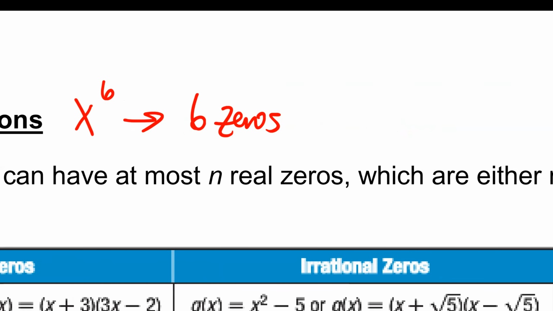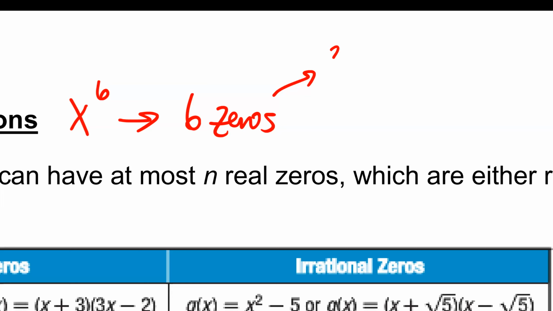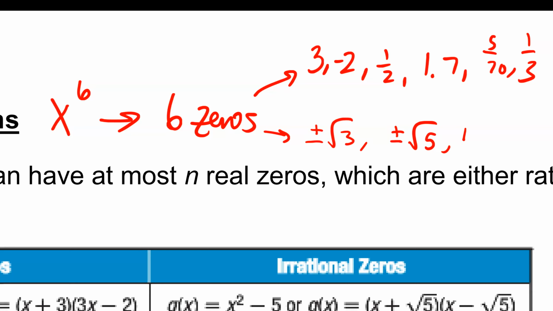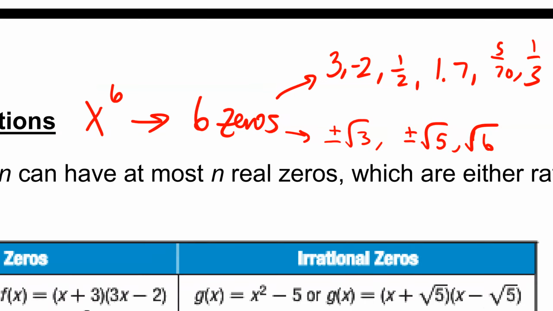So, for instance, these zeros could look like maybe 3, -2, 1/2, 1.7, 5/20, 1/3. Those could be my 6 zeros because I'm only looking at the leading term, the term with the highest exponent, which tells you the maximum number of zeros, the maximum number of intercepts that you can have. Your zeros could also look like this: plus or minus √3, plus or minus √5, plus or minus 6, maybe √6 only.